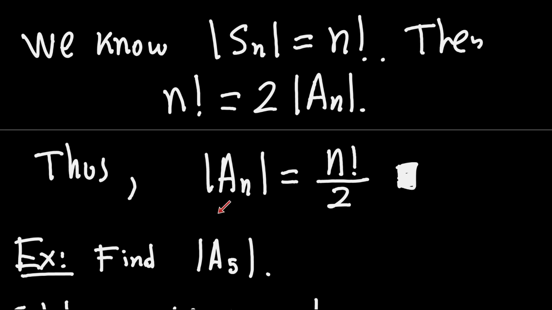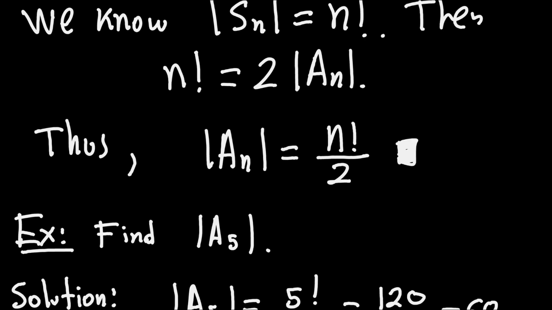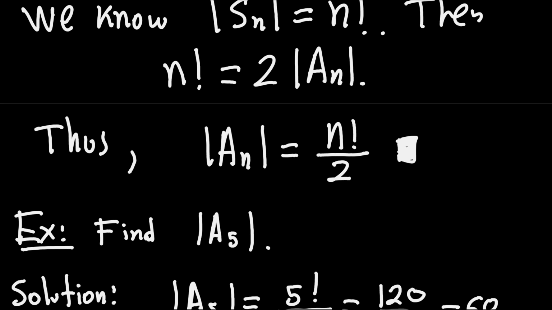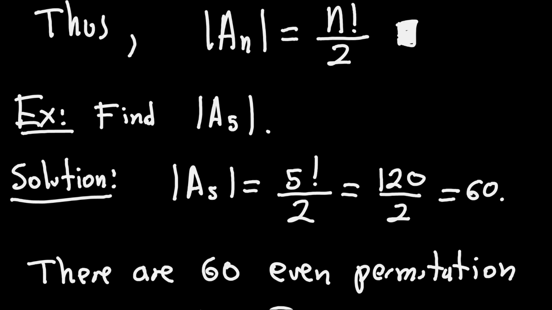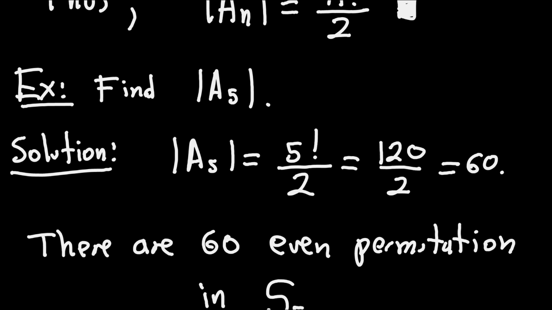So we also have a way to find the number of elements of the even permutations. This n factorial divided by 2 is also the number of elements of odd permutations, because odd permutations and even permutations have the same cardinality. They have the same number of elements.